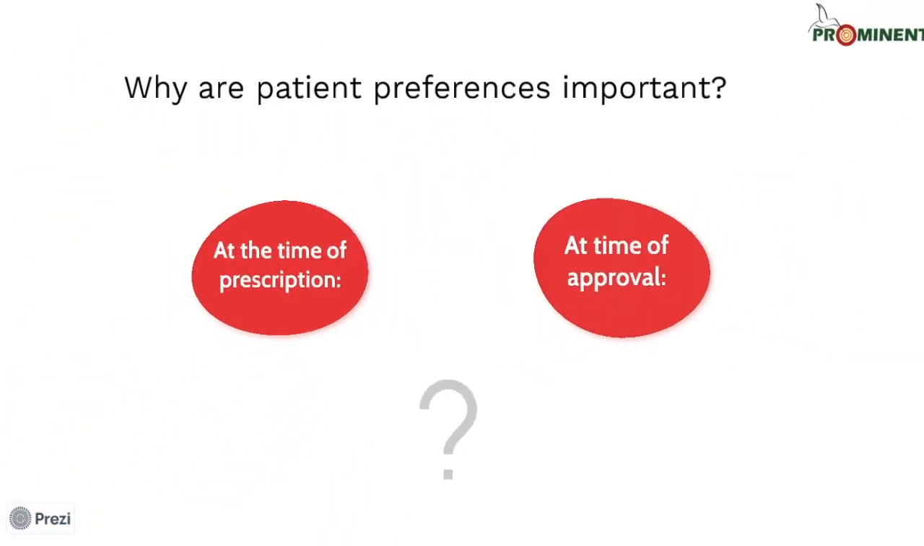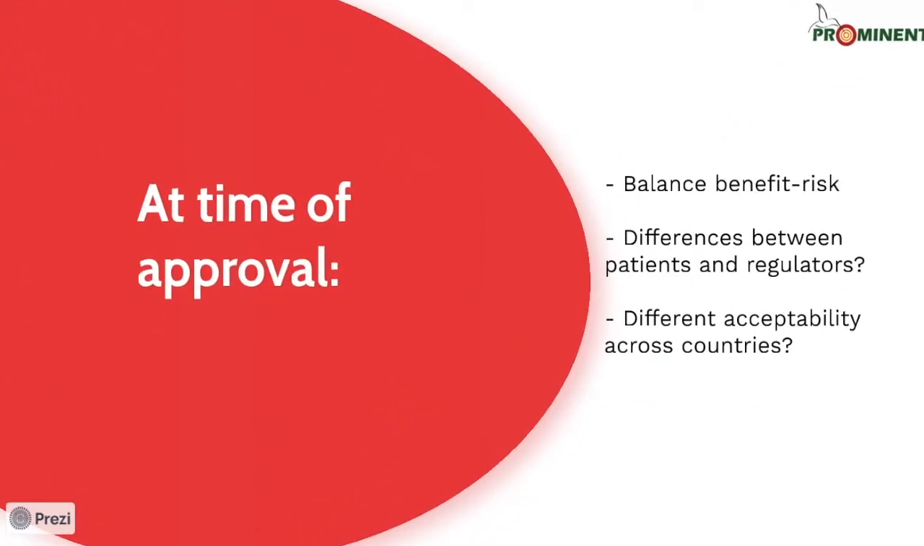But they are also relevant at the time of approval, because they help assess the benefit-risk balance of drugs, also because we want to know whether there are differences between regulators and patient preferences, and also because we want to test whether there are differences in the acceptability of drugs across countries.